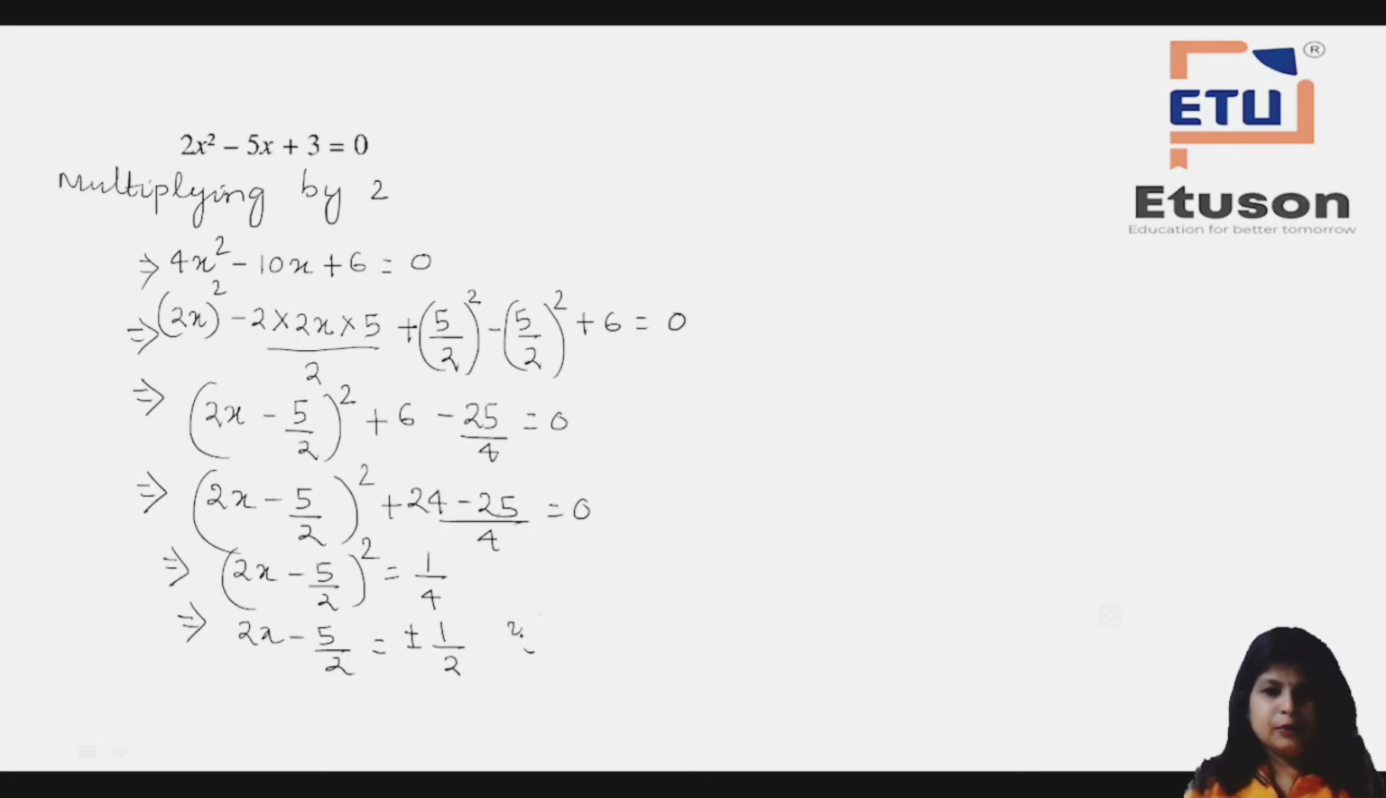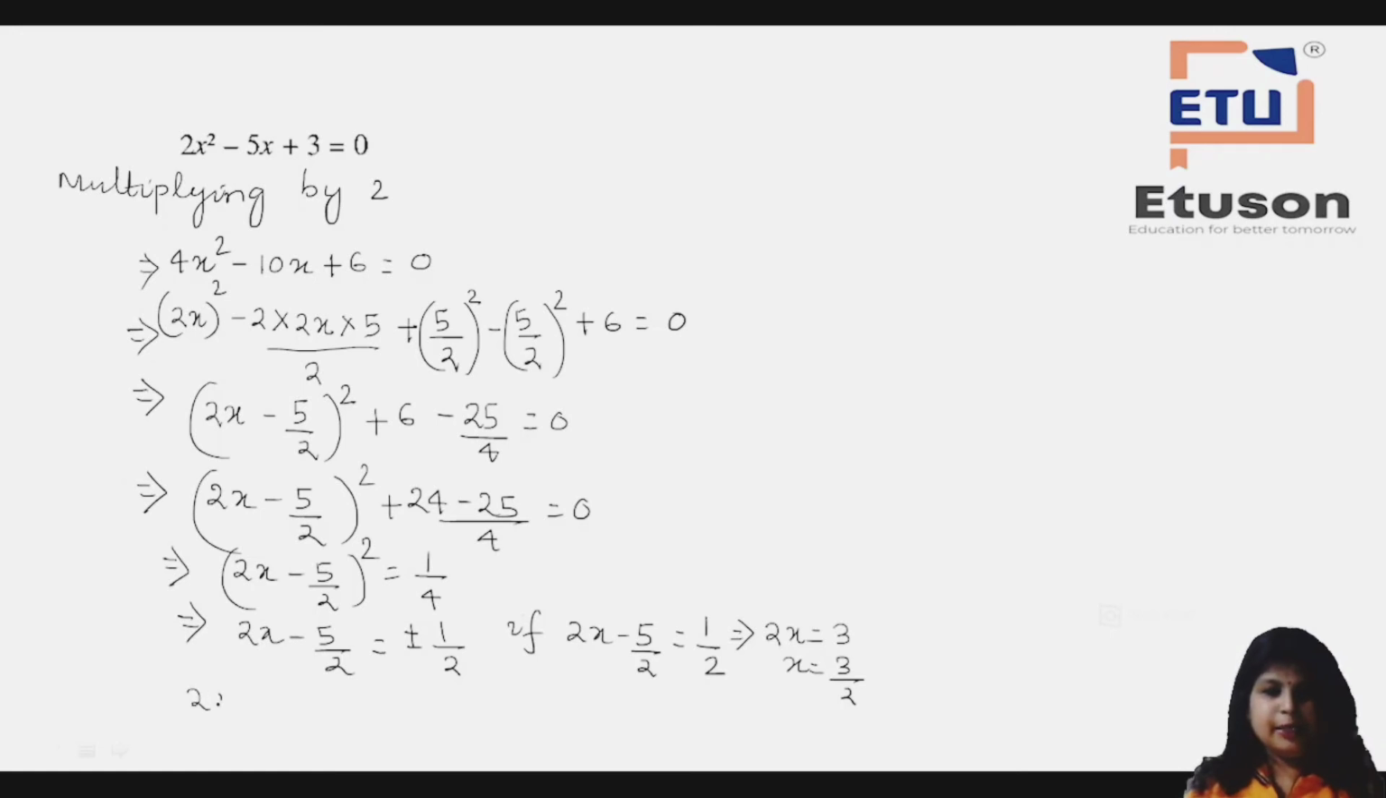So if 2x minus 5 by 2 is equal to 1 by 2, that means you are taking the plus sign, then it implies what will be your x value. So your 2x will be how much? Your 2x will be 3, 6 by 2, 3. So what will be your x value? So x will be equal to 3 divided by 2.